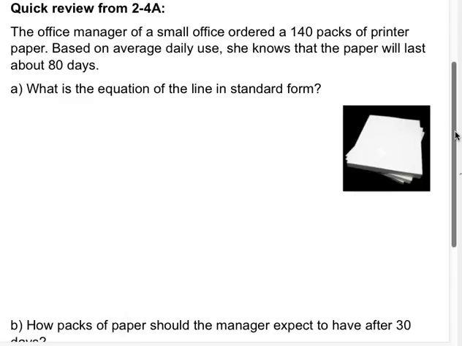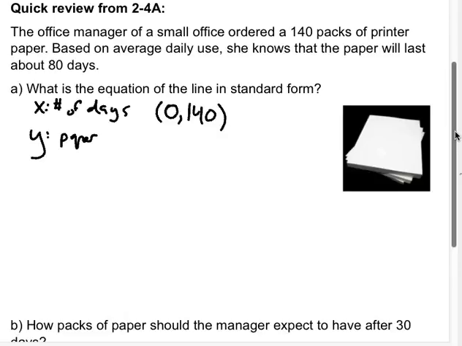All right, so here we're talking about tracking. So here, number of days, and then we're using that to track the paper that they have left. Okay, so let's take a look at what this is telling us. So what it's telling me is on day zero, they're going to have all 140 packs of paper, right? And then by day 80, they're going to be all gone, okay? There's not going to be any paper left by day 80.